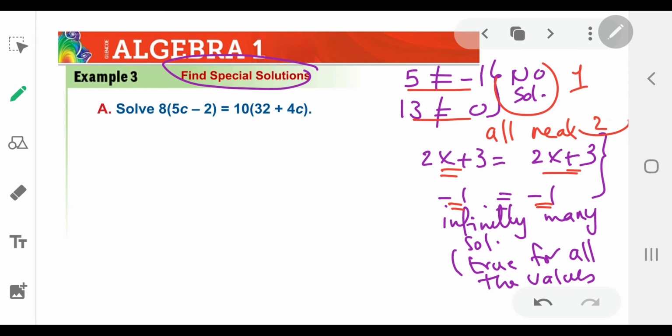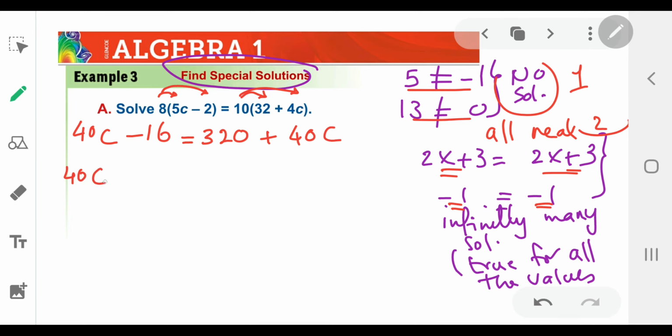Let's see which of those special solution cases the first example represents. Again, I will start by using the distributive property. 8 times 5c is 40c. 8 times -2 is -16, equals 10 times 32 is 320. 10 times 4c is 40c. We drag all the variables to one side, as you know. So I'm dragging this 40c to this 40c.